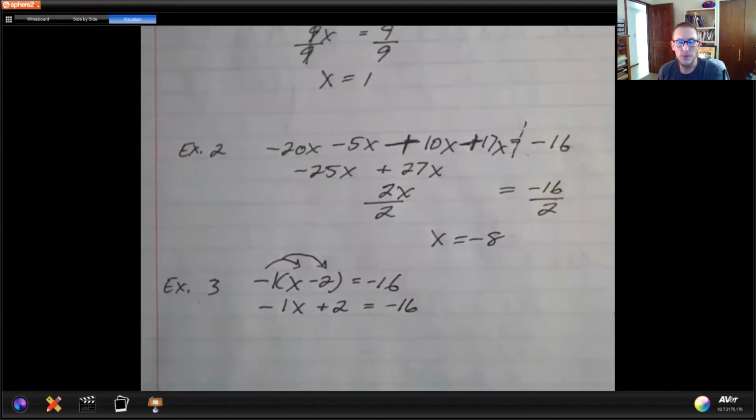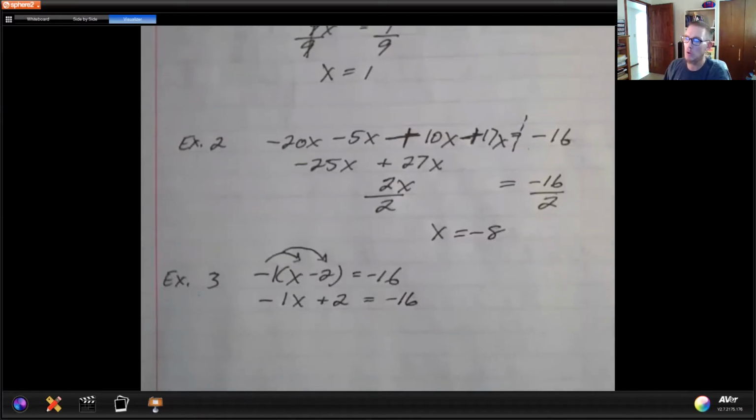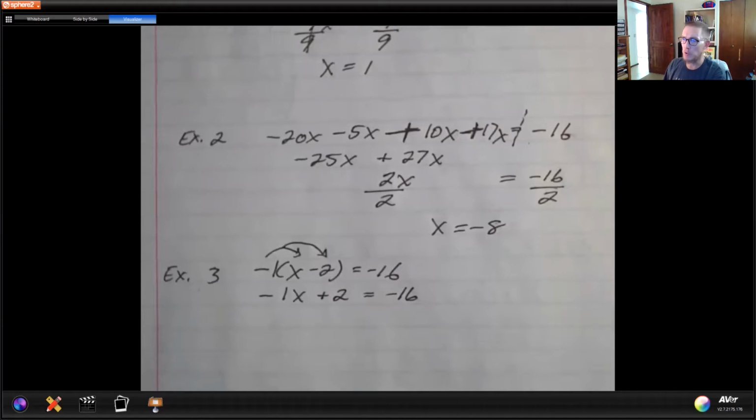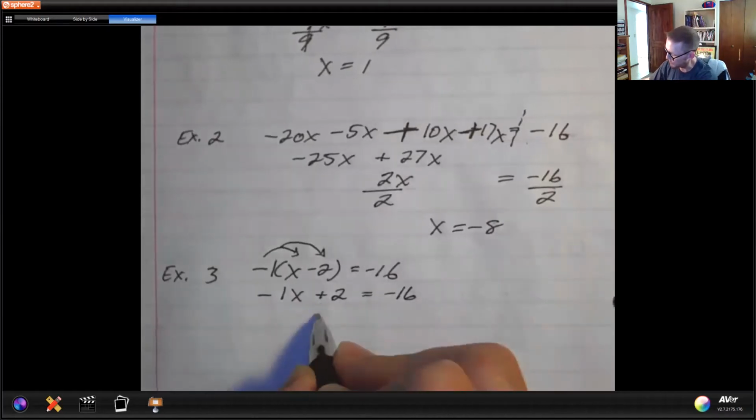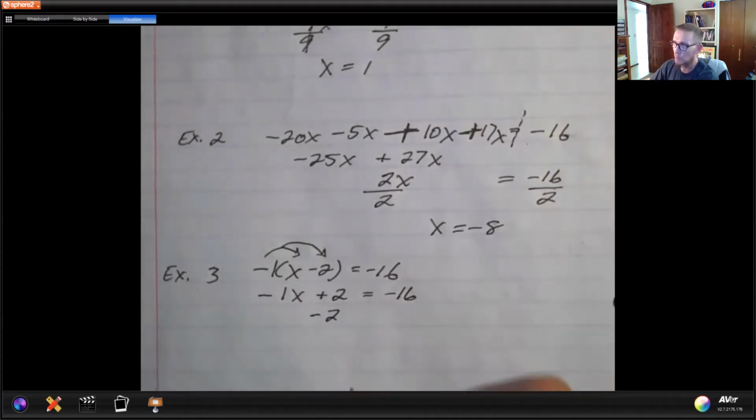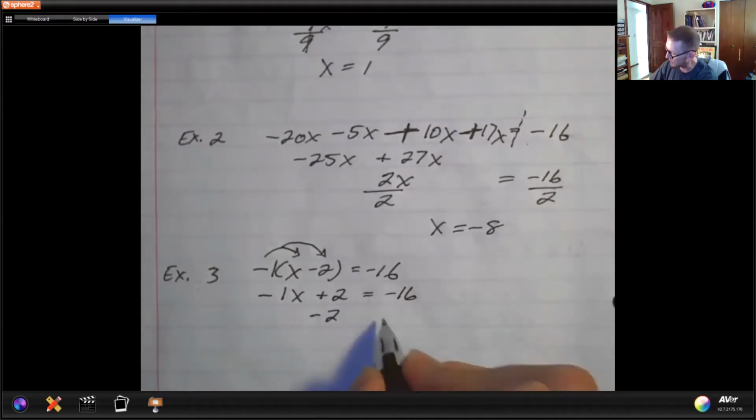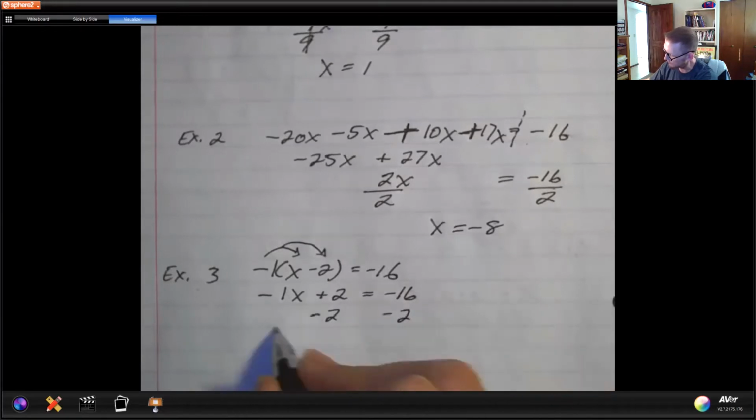Get rid of the parentheses, and now I have a two-step equation. Two-step equations we did about 2 weeks ago. Step one for a two-step equation is undo the addition or subtraction. So I'm going to undo the +2 with a -2. Whatever I do to one side of the equals, I'm going to do to the other.